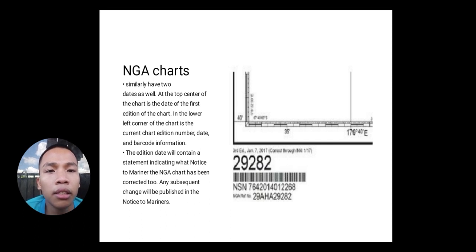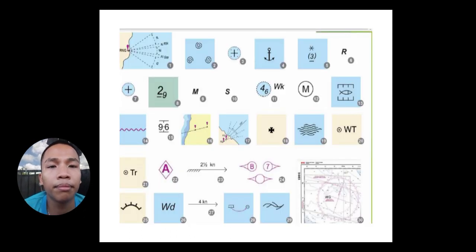NGA charts similarly have two dates as well. At the top center of the chart is the date of the first edition of the chart. In the lower left corner of the chart is the current chart edition number, date, and barcode information. The edition date will contain a statement indicating what notice to mariners the NGA chart has been corrected to. Any subsequent change will be published in the notice to mariners.